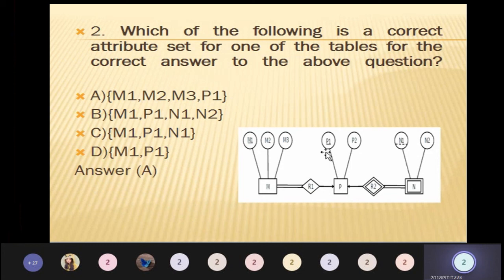The answer is the first option, that is M1, M2, M3 and then P.